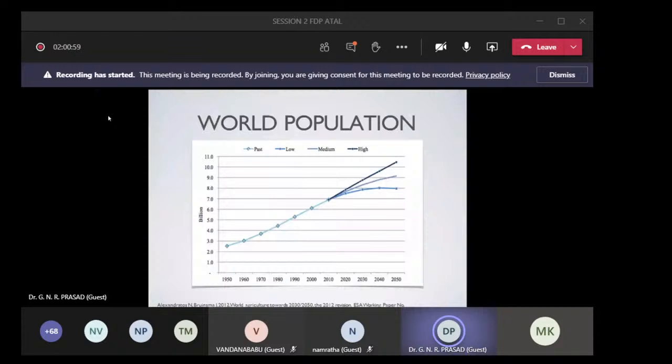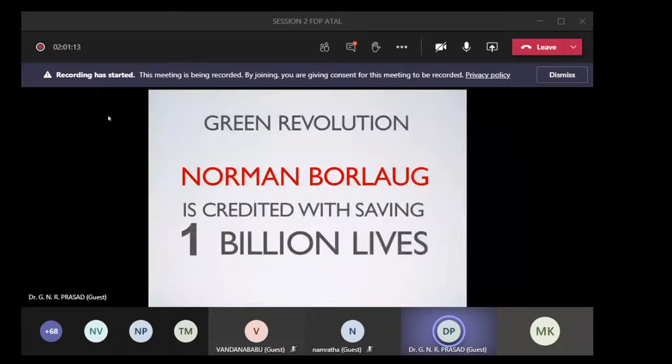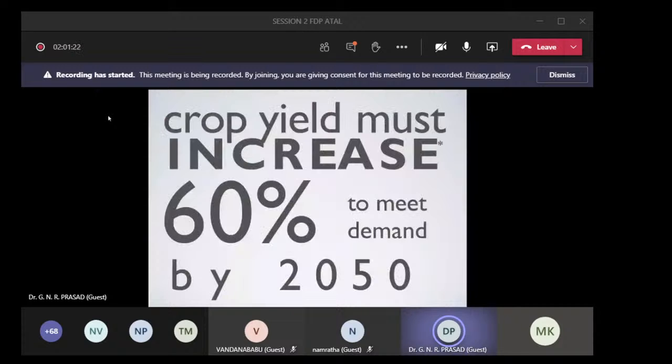The demand for agriculture is population, more people. So consumption is higher, demand is higher. Per capita consumption is increasing. Population is also increasing. One solution brought was the green revolution. So maize, rice, wheat, soybean, the yield is increasing, right? The crop yield must increase 60% to meet demand by 2050. The crop yield must increase 60%. From here onwards, it must increase.